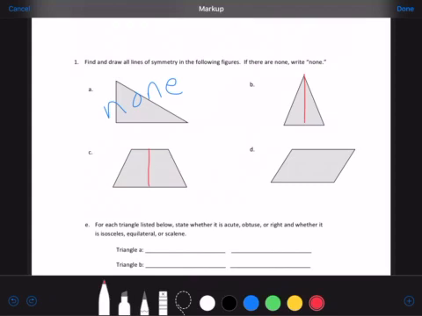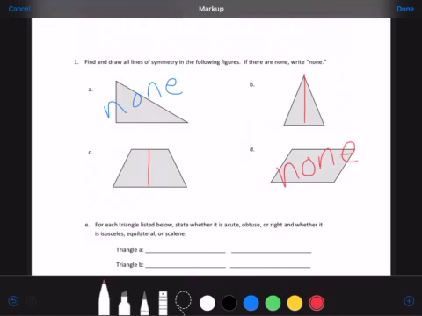And then on D, there are none. Because if I fold it here, this corner is going to be down here. Well, you need something to match up with that corner there. And if I fold it here, ooh, that looks good for here and here. But when you fold it over, this one is going to stick out this way over here. So that one won't work either. So this one is also a none.